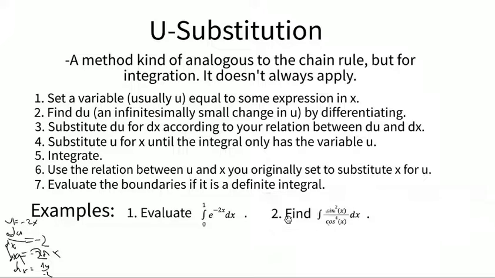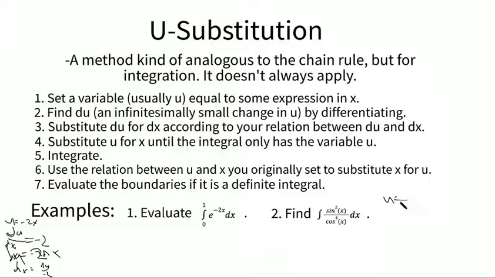So our second example is going to be find, this is just the antiderivative, not applied boundary conditions, the integral of sine squared of x over cosine to the 4th of x dx. This is a little bit more involved, but we don't have to apply the boundary condition, so we get a clean, exact answer. So how we're going to do this, the very first step is just set u.